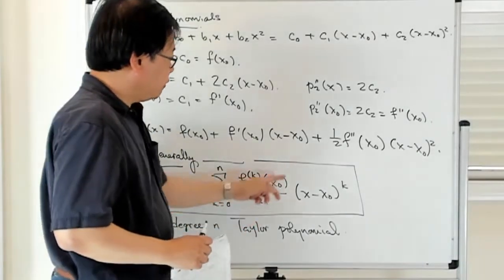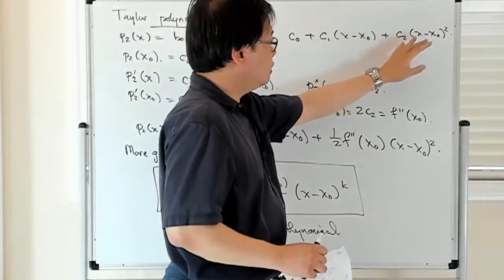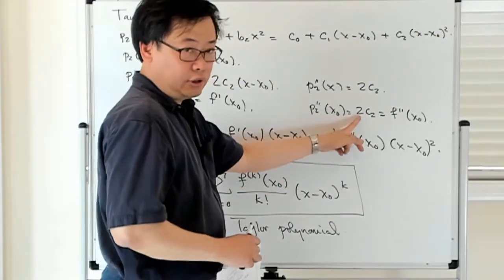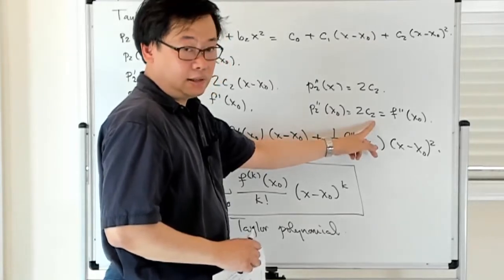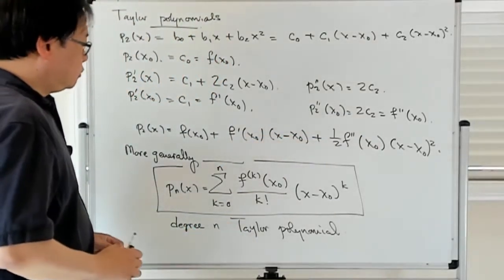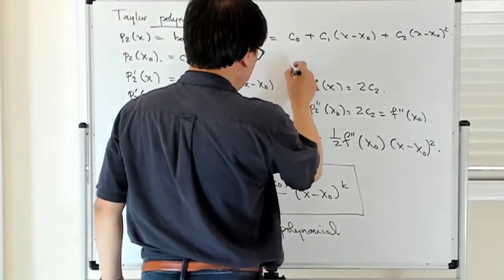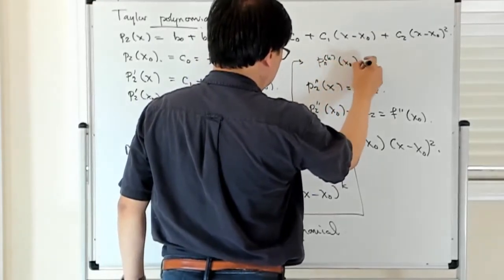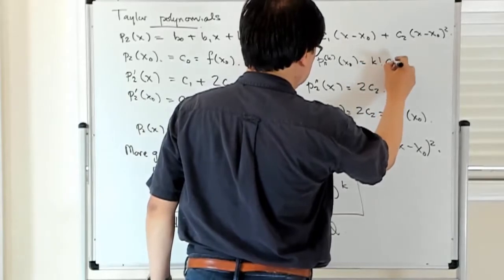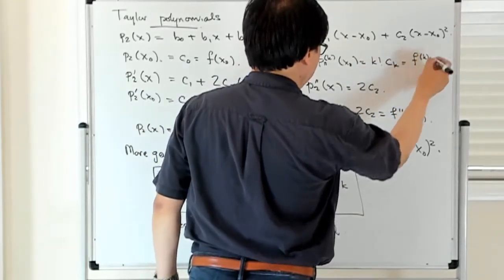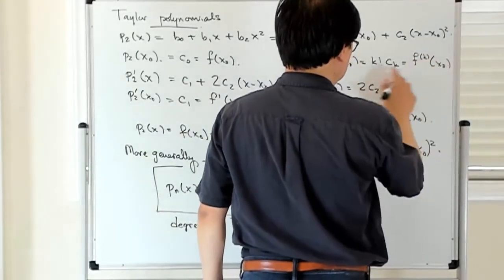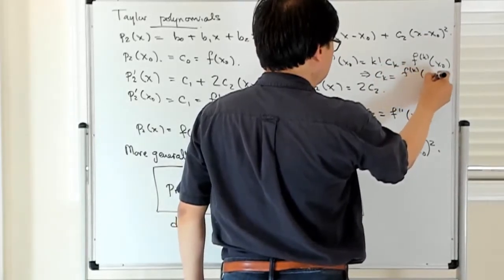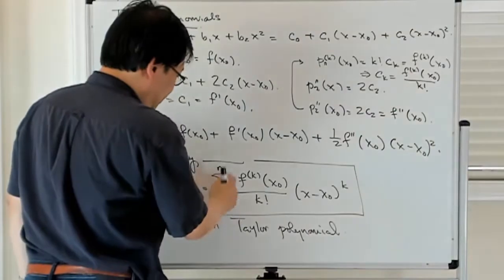And the k factorial is coming from the fact that when you differentiate these polynomials the appropriate number of times, there will be a k factorial term multiplied into the ck coefficient. So in general you'll have Pn^(k) at x0 equal to k factorial times ck, which is the kth derivative of f at x0, and then this gives you that ck is equal to the kth derivative of f at x0 divided by k factorial, which is exactly this coefficient here.